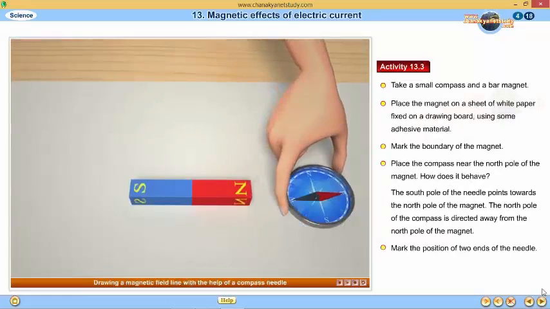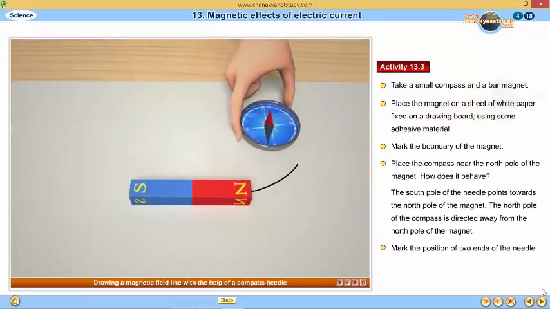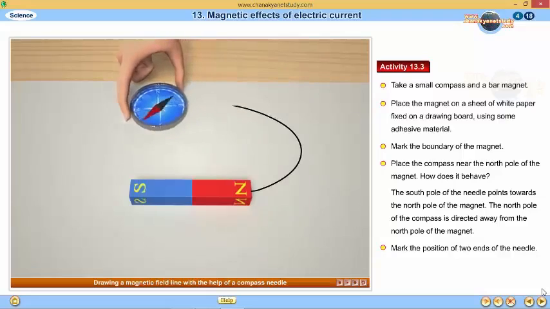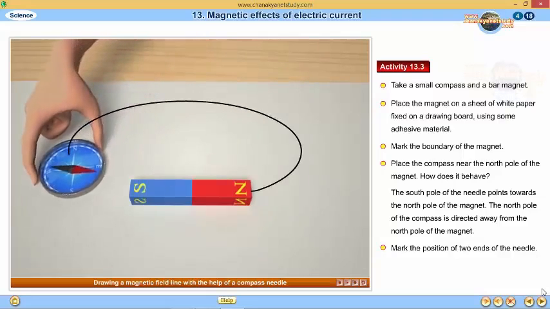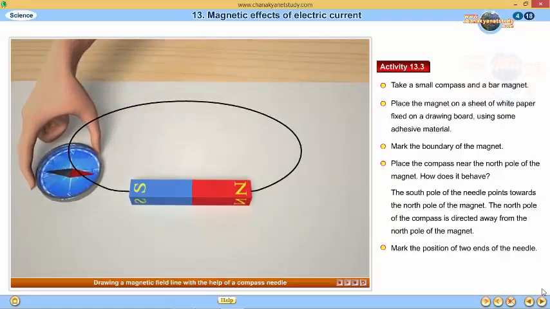Activity 13.3. Take a small compass and a bar magnet. Place the magnet on a sheet of white paper fixed on a drawing board using some adhesive material. Mark the boundary of the magnet. Place the compass near the north pole of the magnet. How does it behave? The south pole of the needle points towards the north pole of the magnet. The north pole of the compass is directed away from the north pole of the magnet. Mark the position of the two ends of the needle.